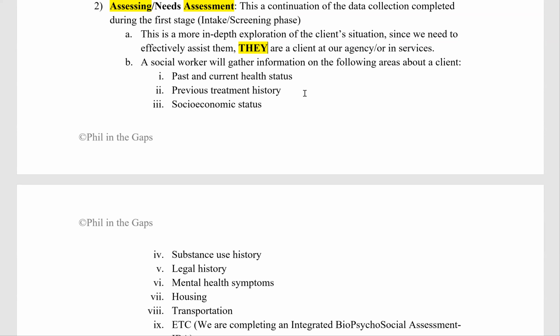So this is where a social worker will gather information on the following areas about a client: past and current health status, so like, what does their physical health look like? Previous treatment history: have you received treatment in the past? If so, what was it like? What worked for you? What didn't work for you? What's your socioeconomic status? Do you have employment? Do you need help filling out benefits? Are you going to get on disability, SSI? Do you need help with employment, etc.? So we're getting to know how much money they're making. Are there ways that they can make money?